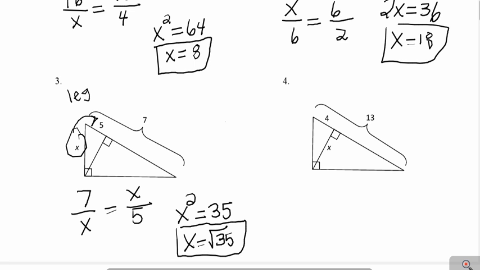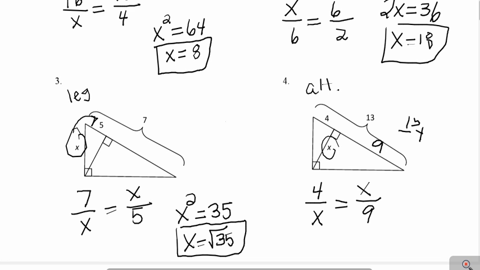Example 4, this would be an altitude problem because I don't know anything about the two legs. So I'm going to put my altitude in my means position. And then the two hypotenuse pieces go here. I only know one of the hypotenuse pieces is 4, but I need the other one. So we kind of have to do a little bit of subtraction here. We know the whole thing is 13, and if we subtract 4 from 13, we get this hypotenuse piece is 9.